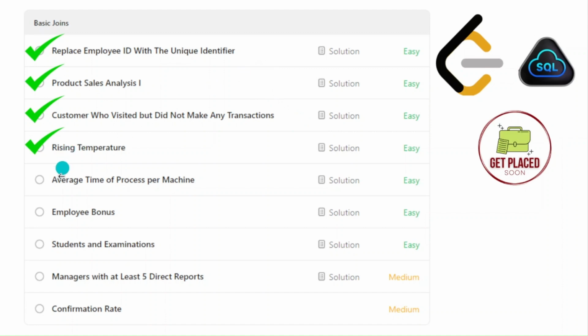Now continuing, the problem that we are going to do now is average time of process per machine. Per machine, multiple processes will be there. We need to calculate the average time that a process runs. This is what we have understood from the question title.